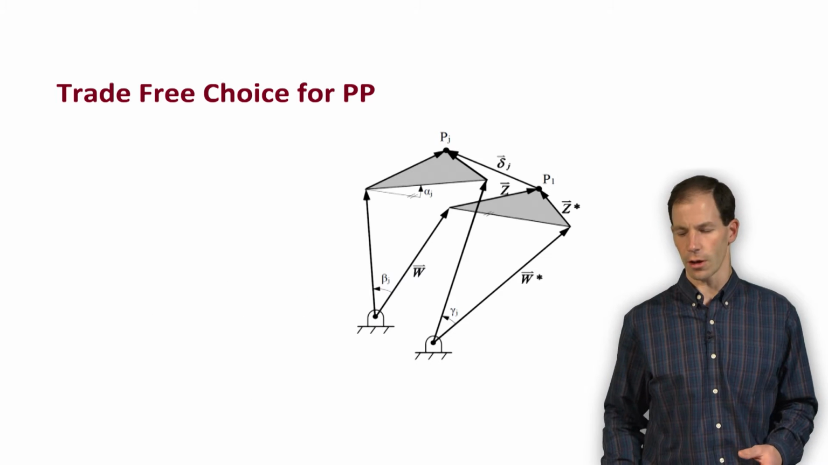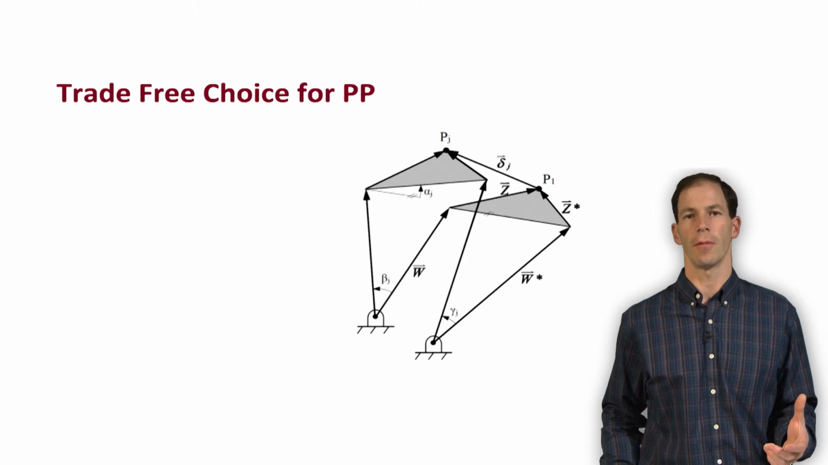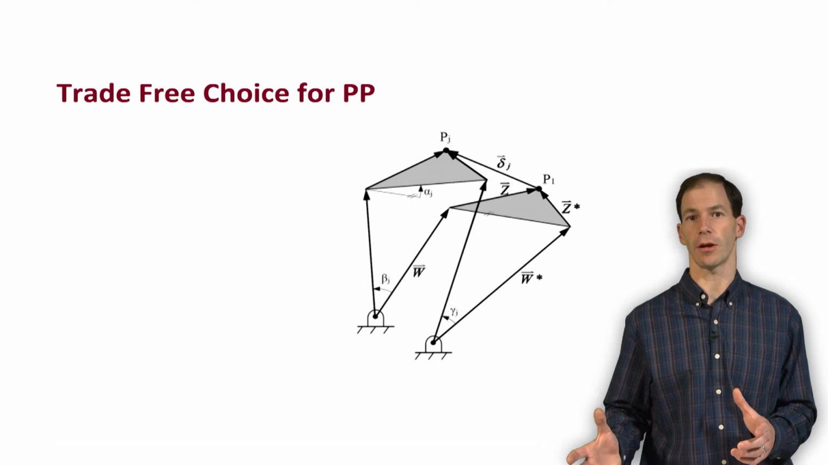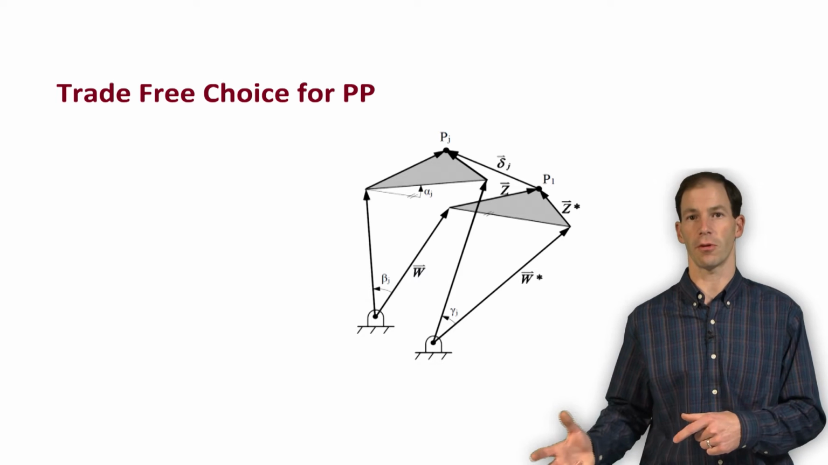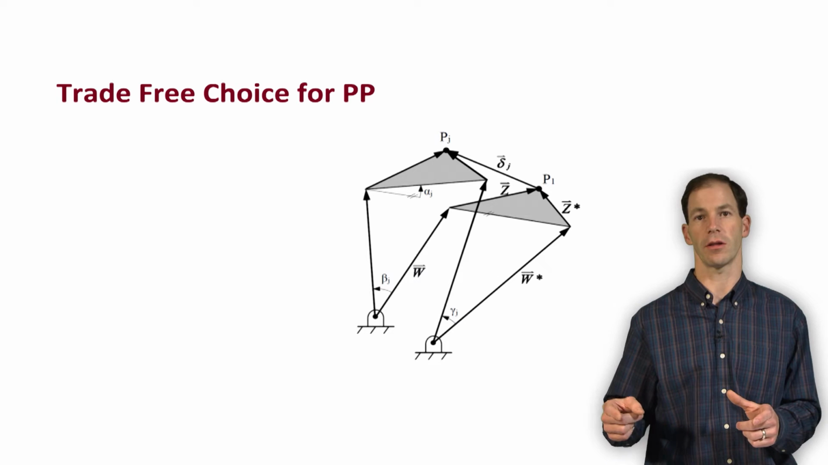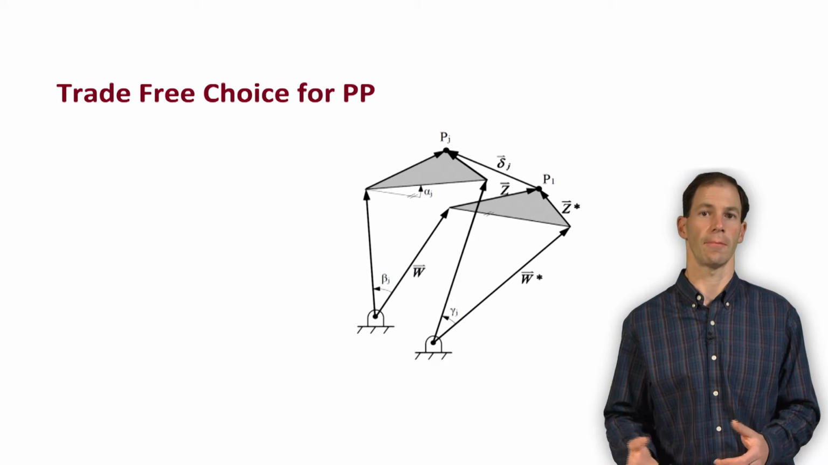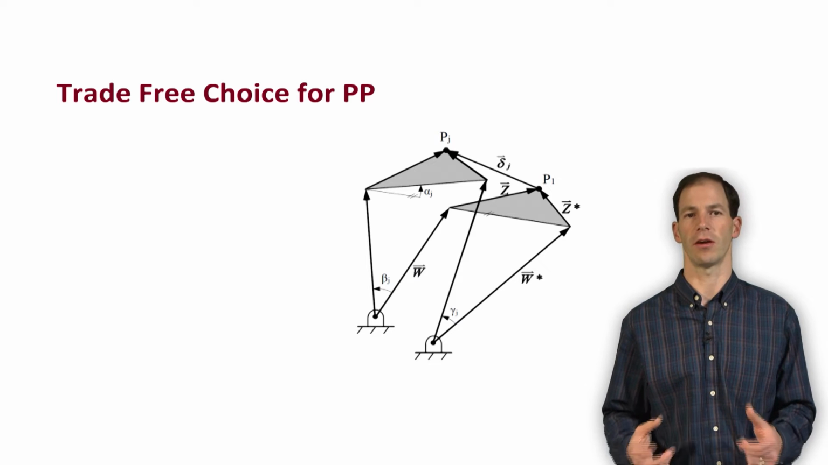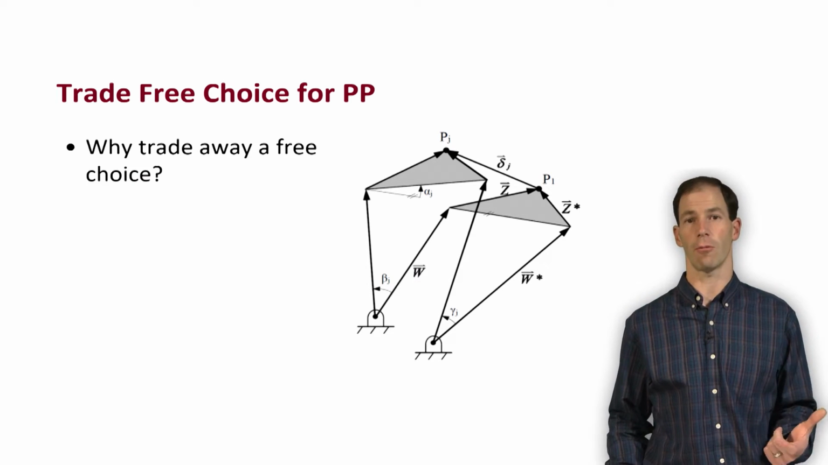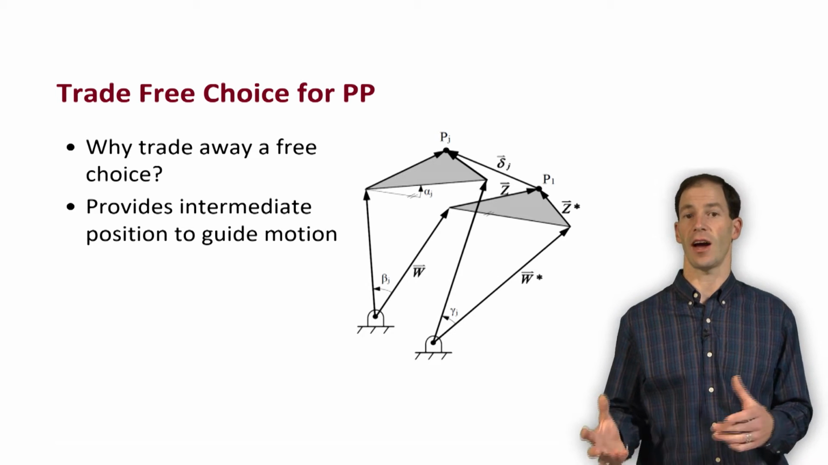So first of all, recognize that as I add this extra vector loop equation, I am removing one of my free choices. We saw the same thing when we did it graphically, where we went to a third precision position. I was only able to choose my moving pivot, not the location on that perpendicular bisector. We get the same thing going on here when I go to a third precision position. I get one fewer free choice in my system of equations. So the natural question is, why am I trading that away? Just like I said, it's really providing this intermediate position that helps guide the motion.